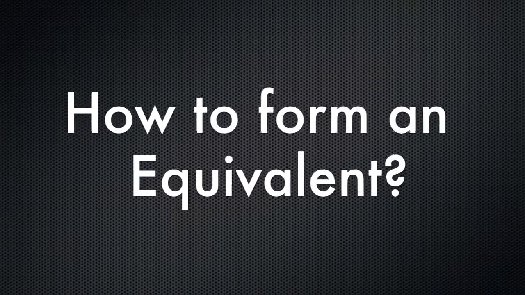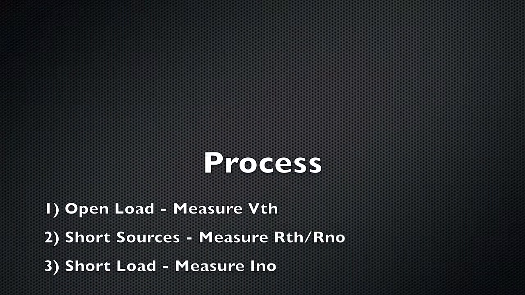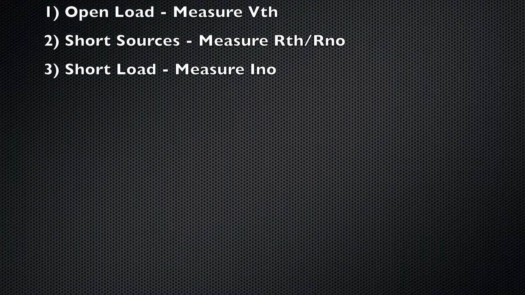So to wrap things up, let's go over the process of how to form an equivalent. Once I have my circuit, the first thing I want to do is open where the load is and measure the voltage across that. I short the sources and then measure the resistance, and short the load and measure the current.